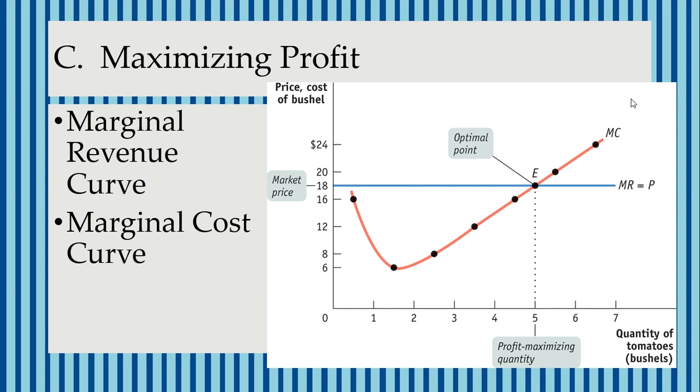Where MR equals MC, when the two cross right there. So this point right here, point E, which in this case is tomatoes, a quantity of 5 and a price of $18, that is our profit maximization point. So they will be maximizing profit if they produce 5, I think this is bushels of tomatoes, okay?